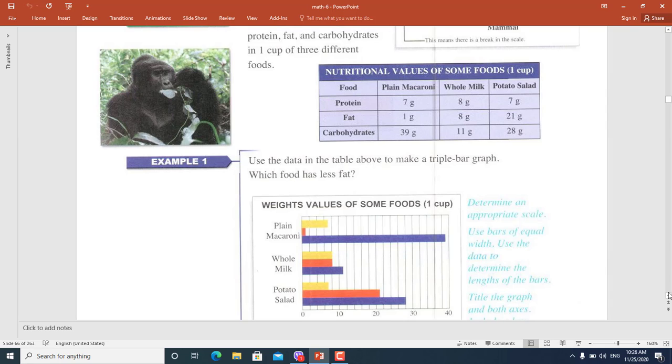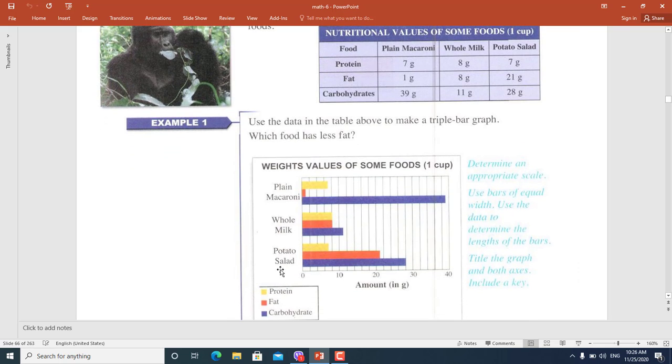This is the example of the bar graph. Look at it. On the side we will write the names of the foods, and at the bottom we will write the number of grams in each food. The yellow bar explains protein, the red is fat, and the blue is carbohydrate. If you ask which food has less fat, we look at the red bar, which is fat, and see which one is the smaller number. From macaroni we have less. That means macaroni has less fat.